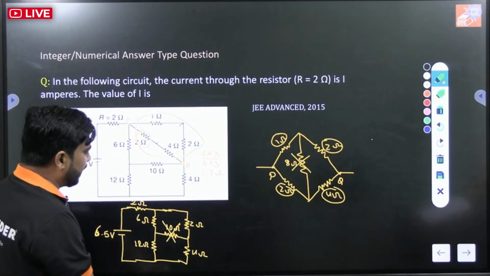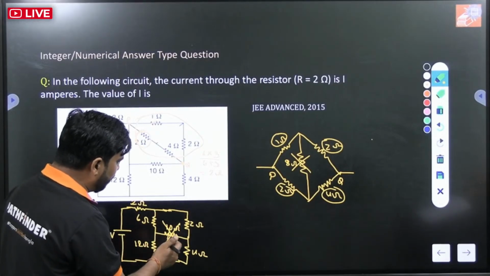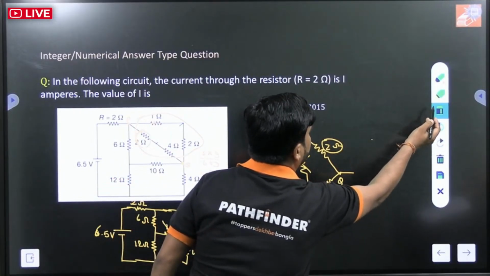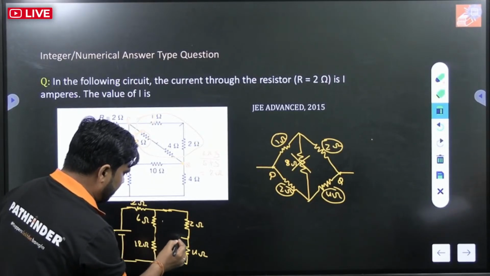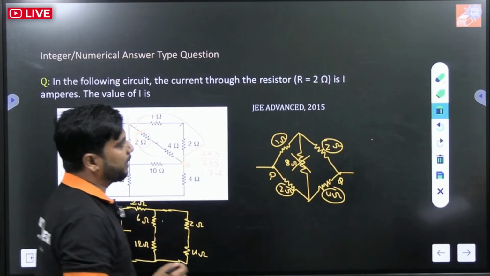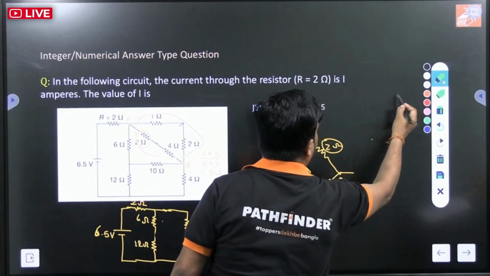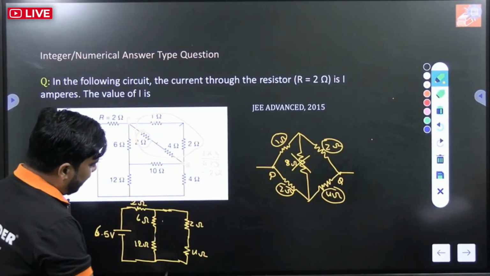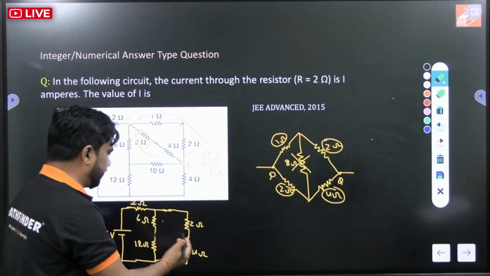So again you can remove this, इसको remove कर सकते हैं इस 10 ohm को. So I am removing this 10 ohm. Now it's a very simple circuit, ये बहुत ही सिंपल सर्किट बन गया है ना. अब इसका वैल्यू क्या होगा, 2 + 4 6 एंड हियर 12 + 6 18.